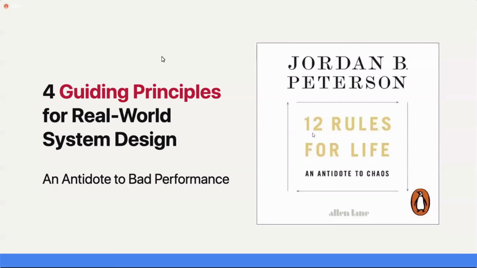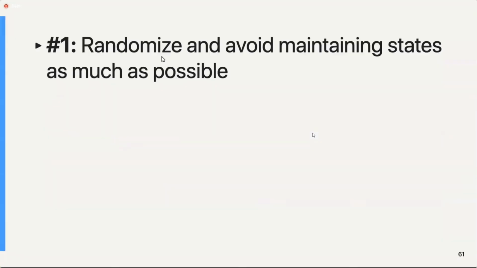So today, I have talked about 4 different ideas, 4 guiding principles for real-world system design. These are just my personal opinions, and they're not really cast in stone. You can feel free to disagree with me. Just to summarize, the first one is to randomize. Because of that principle, I'm also randomizing my 4 different guiding principles. Neither one of these is more important than the other. We're just randomizing the sequence.